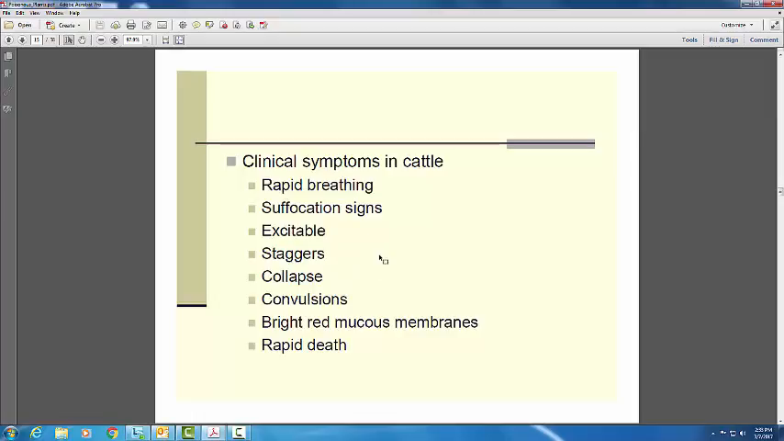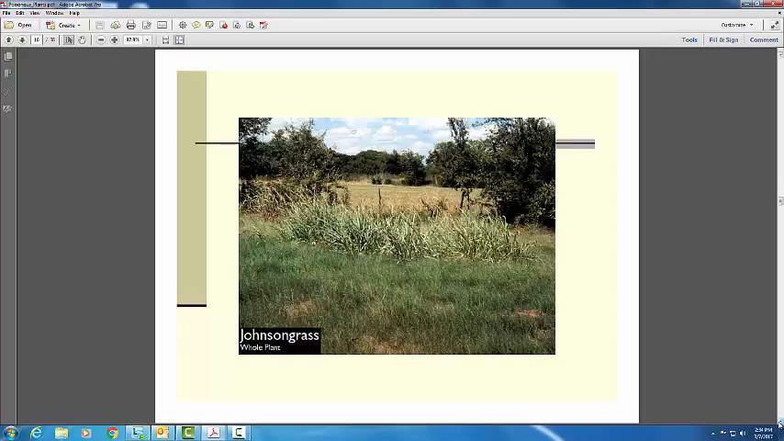They're going to be dragging their limbs. They can collapse. They're going to have some seizures. They could have bright red mucous membranes and rapid death. And basically, it's the lack of oxygen that creates the problem.